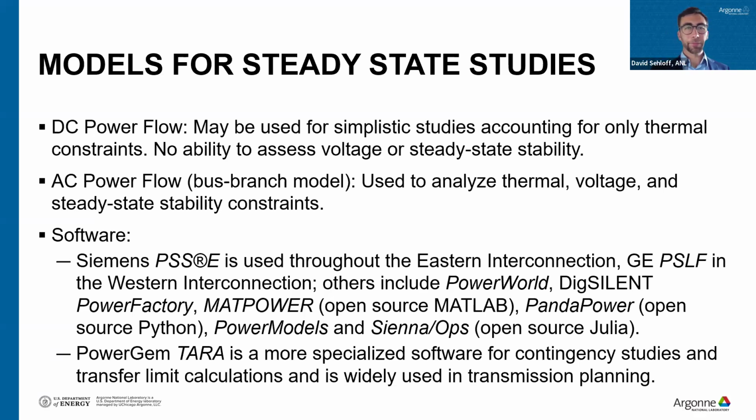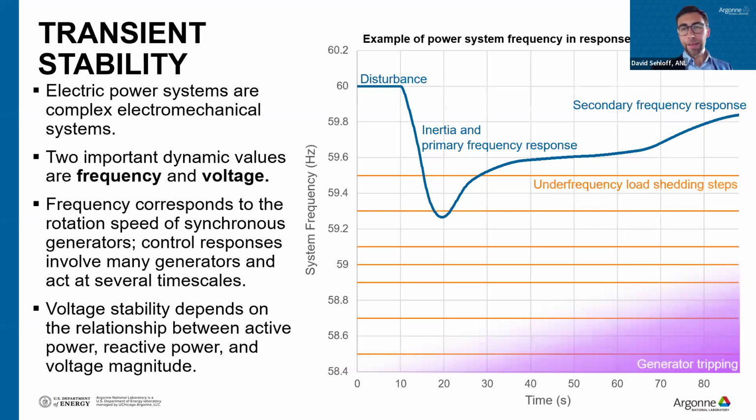Next slide. The next level of detail is our time scale that we'll look at is transient stability. So this is where the electromechanical nature of power systems come into play. Important values here are the frequency and the voltage. So the plot that you see here shows a disturbance in the system. It could be a fault, a down line, or a sudden addition of load or something along those lines. And you can see the frequency drop.